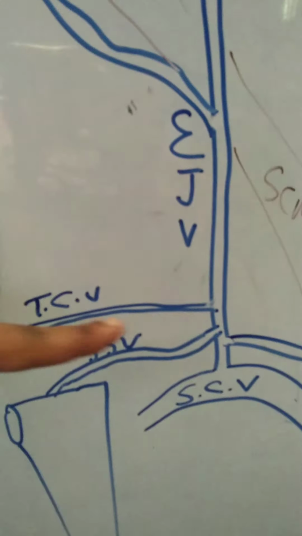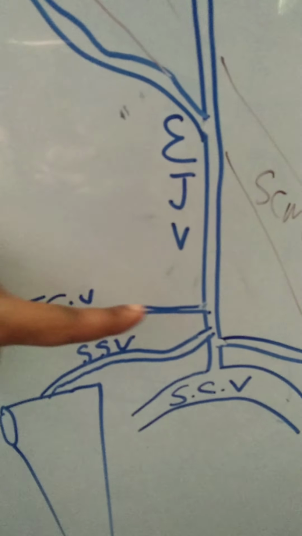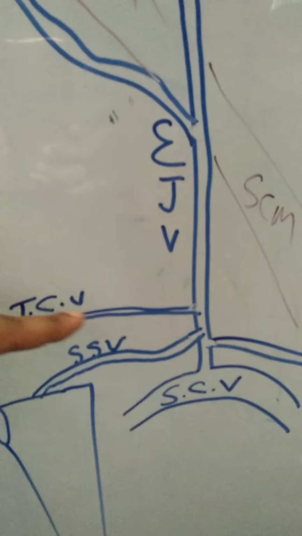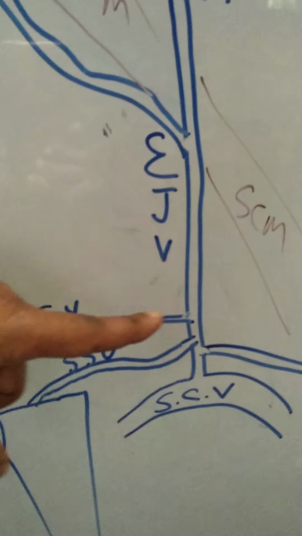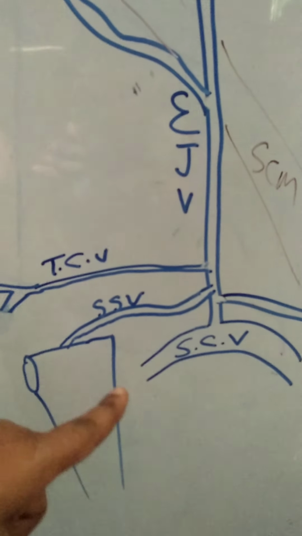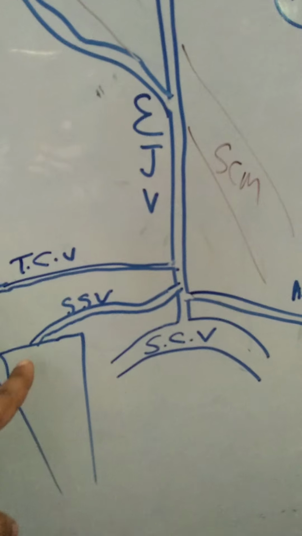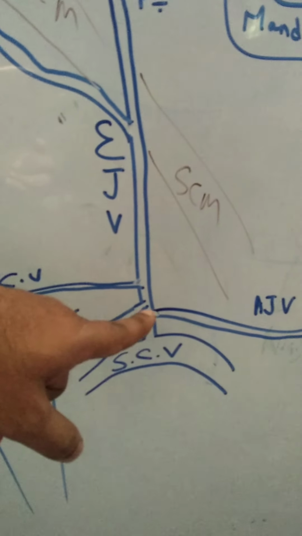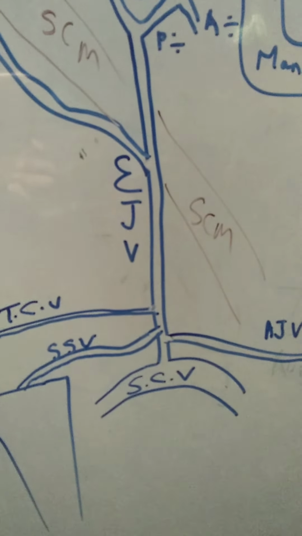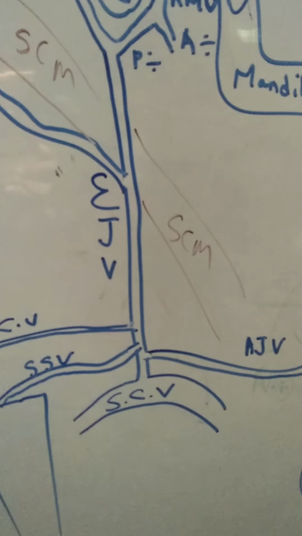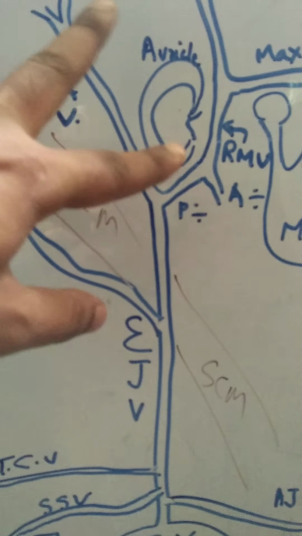Then here there is one vein in the neck which is transversely oriented, transverse cervical vein or transverse vein of the neck, that is also a tributary. Last but not the least, a vein on the upper surface of the scapula comes and ends here. It's called suprascapular vein.